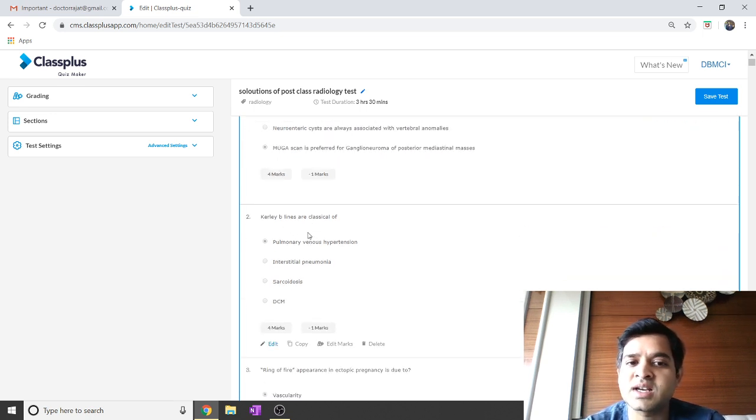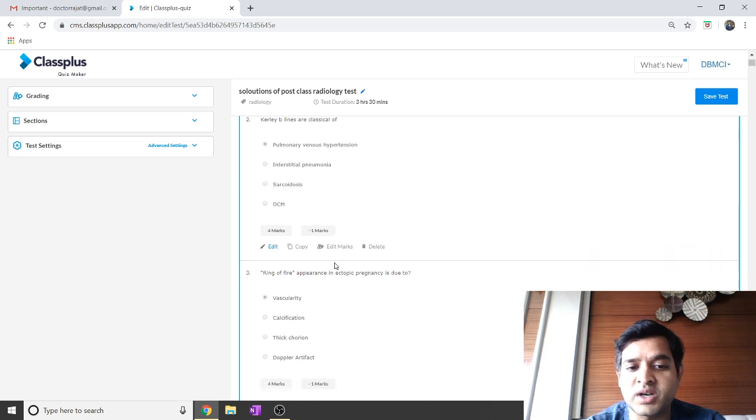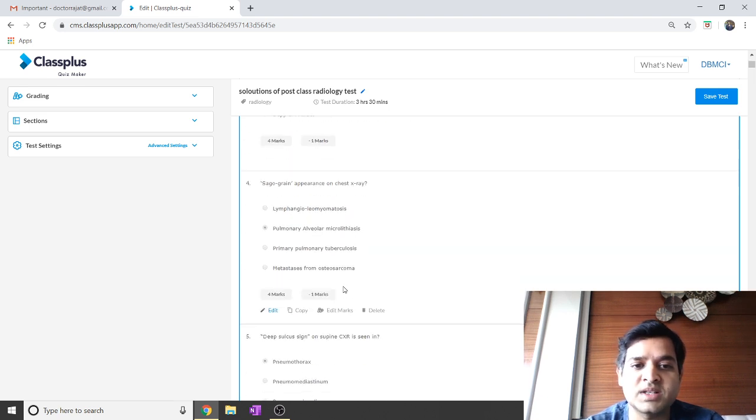Curly B lines are classical for pulmonary venous hypertension. Interstitial edema shows curly B line, not interstitial pneumonia. Ring of fire appearance in ectopic pregnancy is due to peripheral vascularity. There is an increased vascularity along the ectopic pregnancy, and that is called ring of fire appearance.